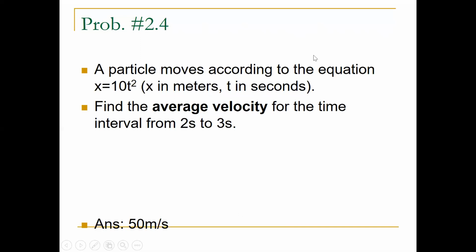A particle moves according to the equation x is equal to 10t squared, where x is in meters and t is in seconds. It wants you to find the average velocity for the time interval from 2 seconds to 3 seconds. So you should know that you put the t inputs into this equation, solve for the two x values, then figure out what the displacement was, and then you know that the interval of time is from 2 to 3.